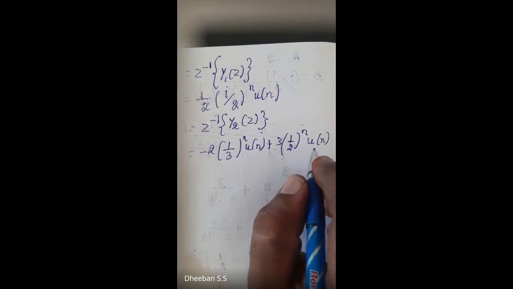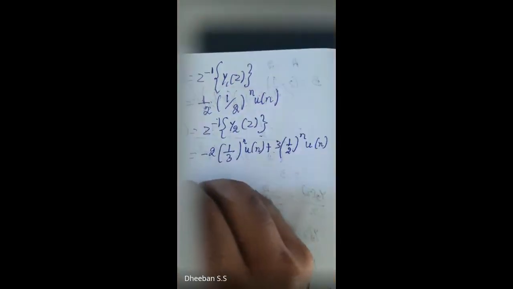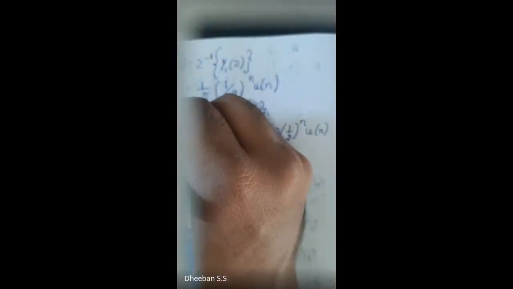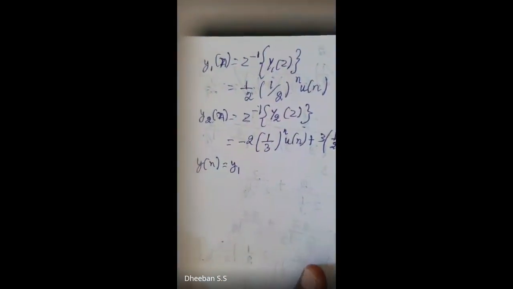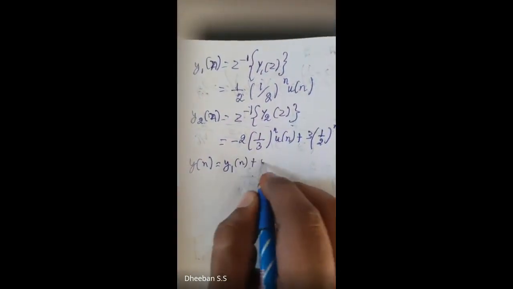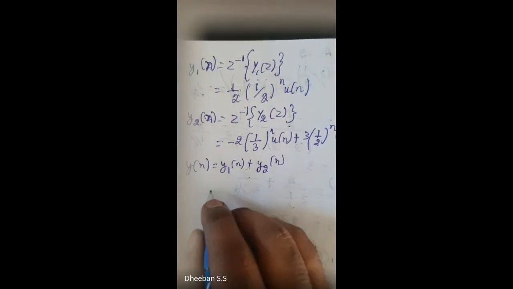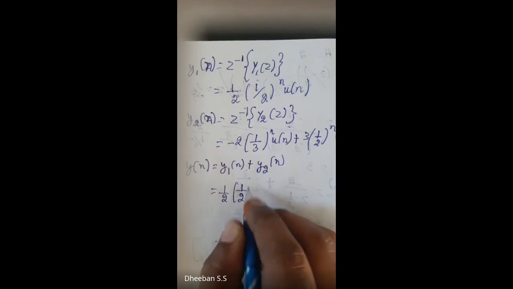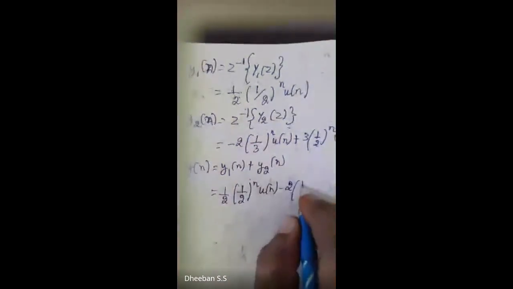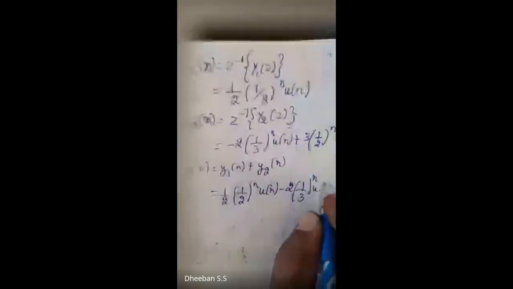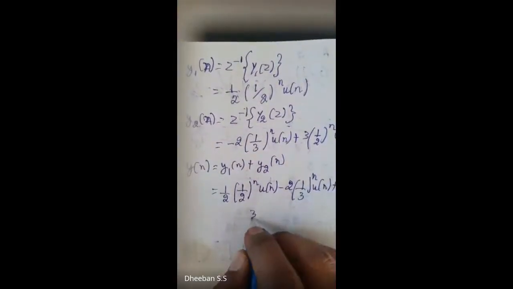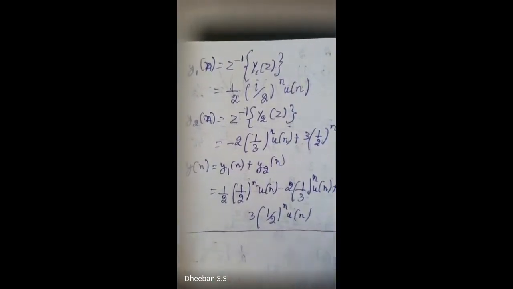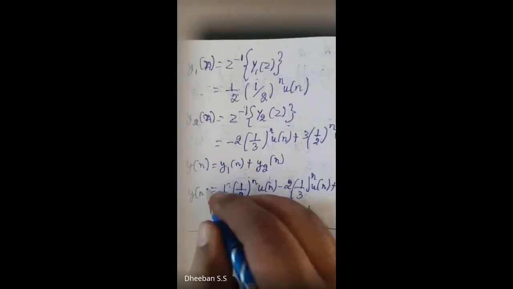So now you have to combine these two. Your y(n) will be equal to y1(n) plus y2(n). Here it is n, not z, because it is the response, so it will be n. So we will get the value to be (1/2)(1/2)^n u(n) minus 2 into (1/3)^n u(n) plus 3 into (1/2)^n u(n). So this is your response y(n).